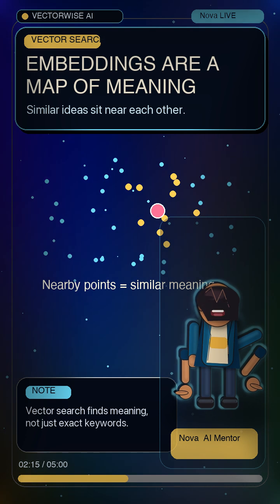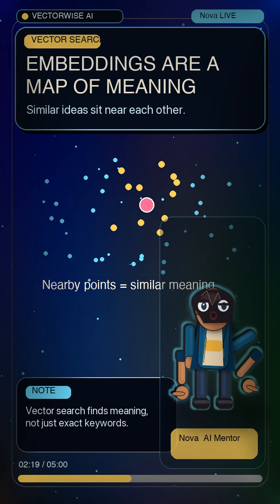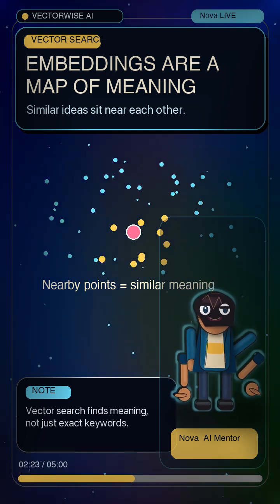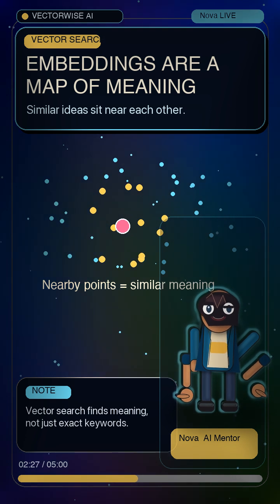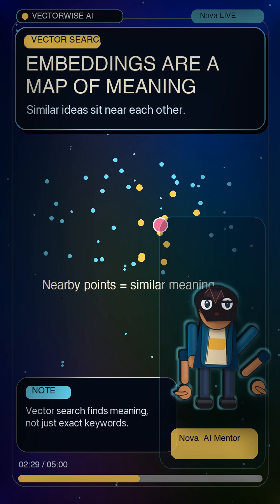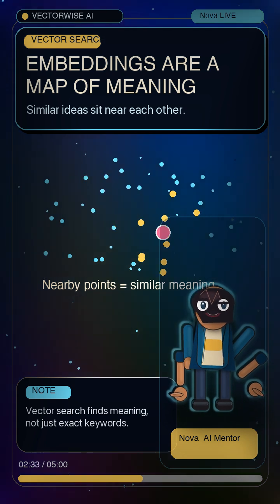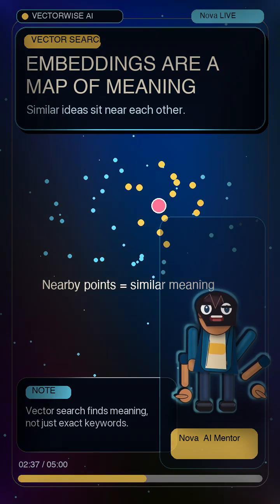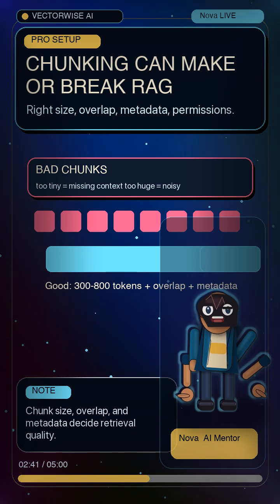Now, the professional part. Chunking matters. If chunks are too small, they lose context. If chunks are too large, retrieval becomes noisy and expensive. A good starting point is 300 to 800 tokens, with overlap between chunks so important sentences are not cut in half. Add metadata: source file, page number, date, product, customer type, permission level. Metadata lets you filter results before sending them to the model.